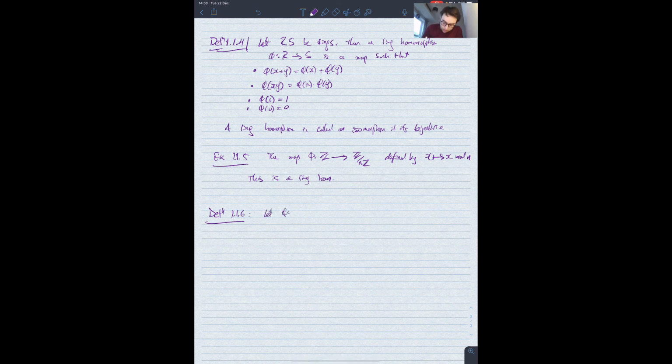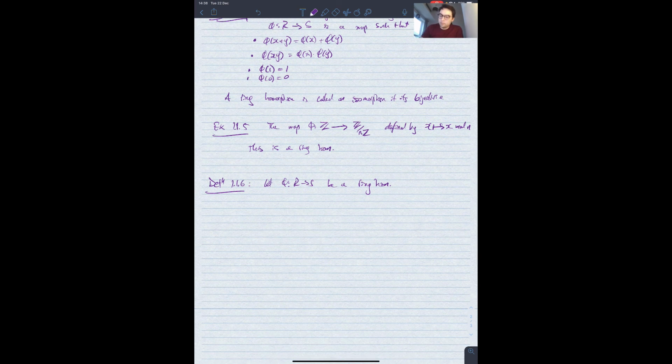Let phi from R to S be a ring homomorphism, a ring hom, I'm going to start shortening it too. The kernel of phi, denoted ker phi, is the set of all elements x in R such that phi of x equals 0. This is what's called the kernel. Remember this from your algebra 1, your linear algebra.